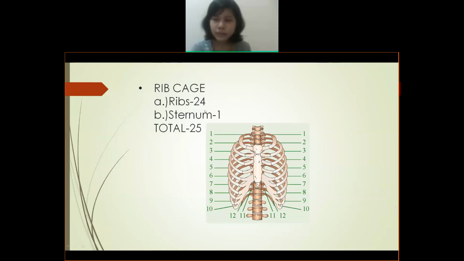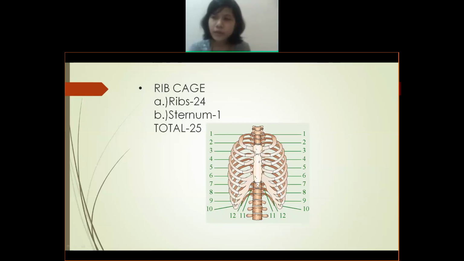So let's count the total number of ribs. This side you will get 12. In this side also, that means in the left side and the right side, both sides you will get 12. So 12 plus 12 is equal to 24. So the total number of ribs you will be getting is 24. Are you clear everyone?